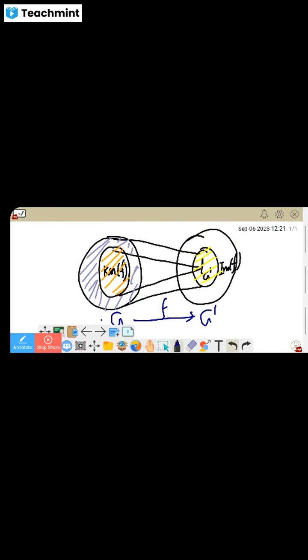So now let's do its types of homomorphism, like epimorphism, monomorphism, endomorphism, and also automorphism. Give me a few seconds, we are going to start.